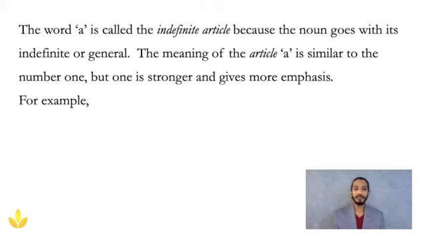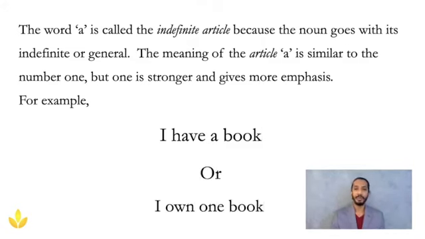For example, I have a book, or would you rather say, I own one book. Here, when you use I own one book, it's very specific towards having one and only one book. So that way it gives more emphasis. Whereas I have a book does not give us a clear picture about how many books we have. It just says I have a book.